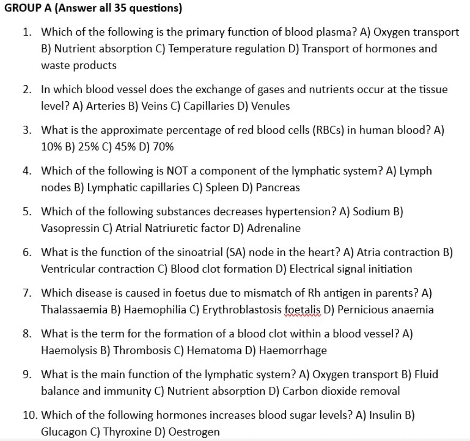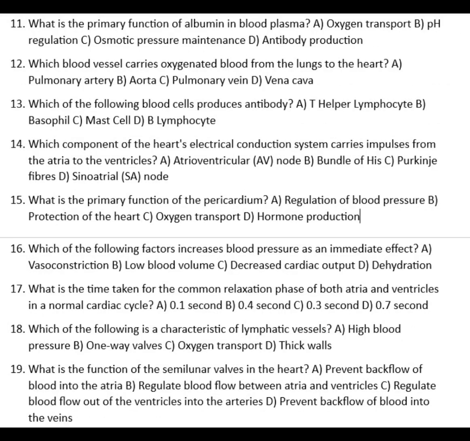10. Which of the following hormones increases blood sugar levels? A. Insulin. B. Glucagon. C. Thyroxine. D. Estrogen. 11. What is the primary function of albumin in blood plasma? A. Oxygen transport. B. pH regulation. C. Osmotic pressure maintenance. D. Antibody production. 12. Which blood vessel carries oxygenated blood from the lungs to the heart? A. Pulmonary artery. B. Aorta. C. Pulmonary vein. D. Vena cava.